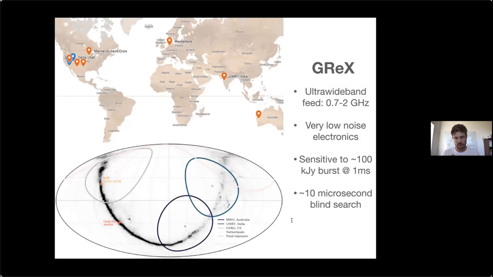So this is going to be about five times larger frequency band than STARE-2. It's going to be an ultra wideband feed, between 0.7 and 2 gigahertz. We're going to capitalize on the very low noise electronics that have been developed for the DSA, which Vikram talked about yesterday. And so we'll be sensitive to roughly 100 kilojansky bursts, with a millisecond duration, maybe a little bit lower. And for the top quarter of our band, we're going to be searching down to roughly 10 microseconds.